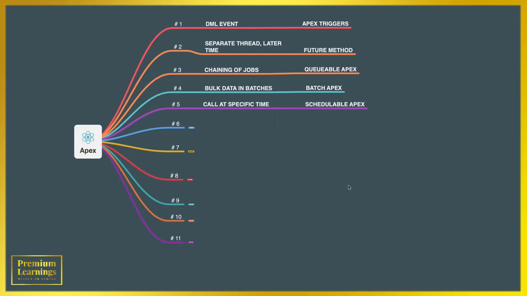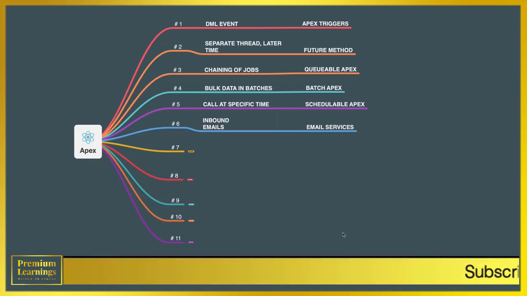on a specific time. If you want to handle inbound emails coming into the system according to a custom logic, then you will use Apex email services. So there are certain Apex interfaces which are provided to you which can help you to handle inbound emails.